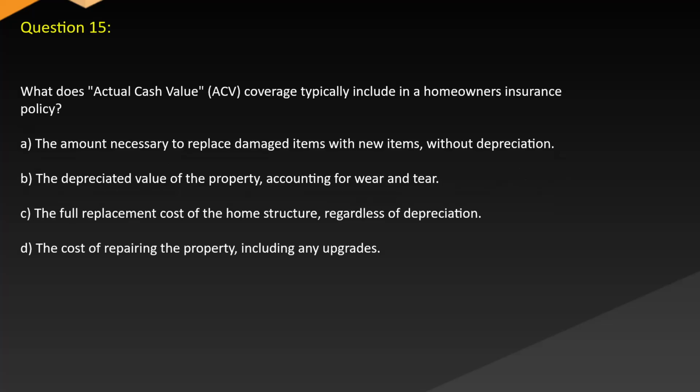Question 15. What does actual cash value coverage typically include in a homeowner's insurance policy? A. The amount necessary to replace damaged items with new items without depreciation. B. The depreciated value of the property, accounting for wear and tear. C. The full replacement cost of the home structure, regardless of depreciation. D. The cost of repairing the property, including any upgrades.